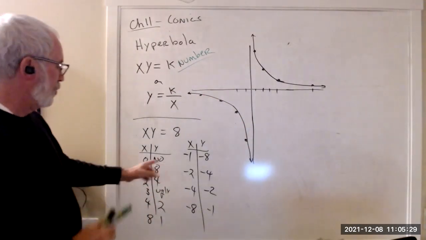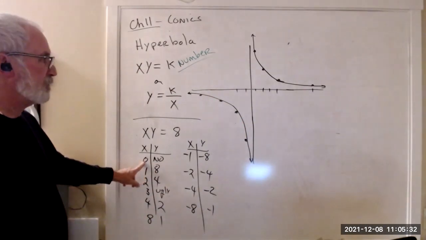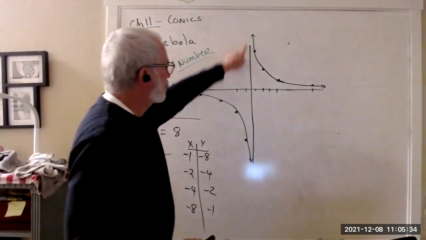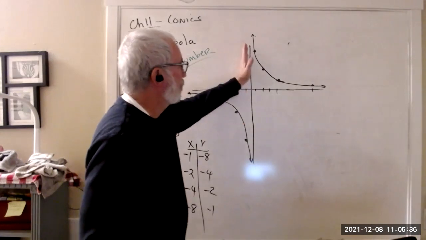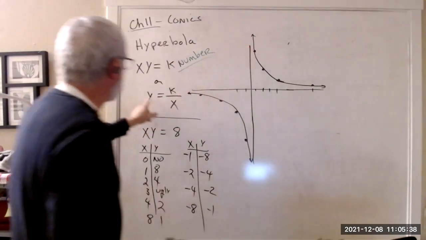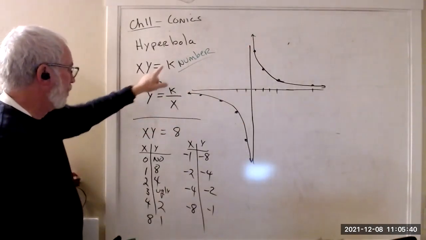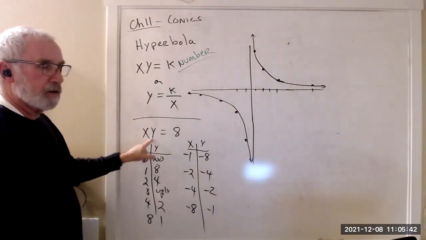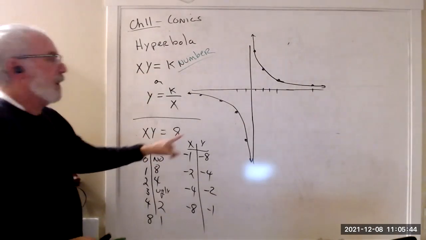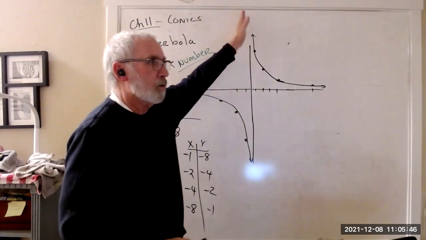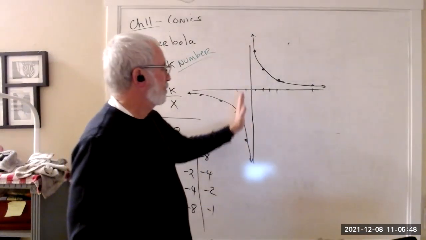Notice also, we said x can't be 0, because 0 times what equals 8? Nothing. So x can't be 0. And that's why there's a break here.